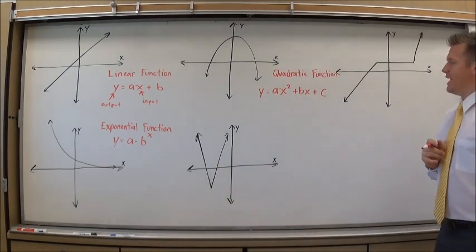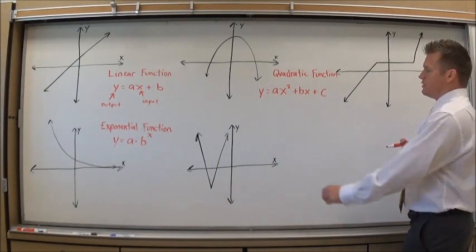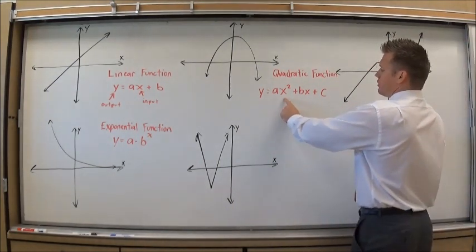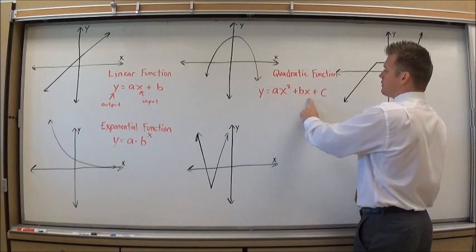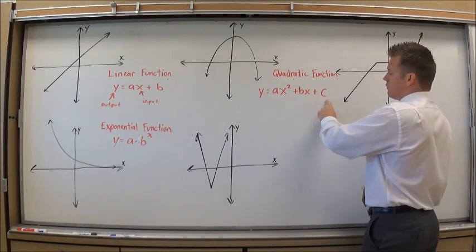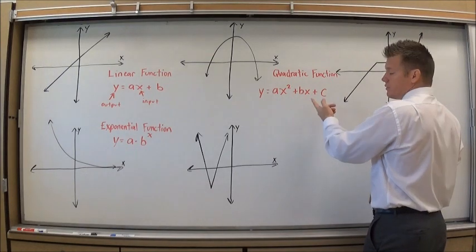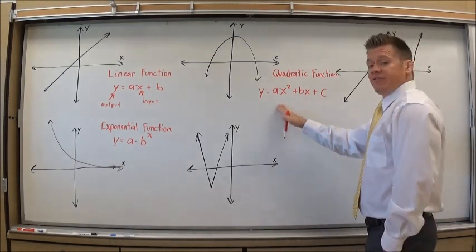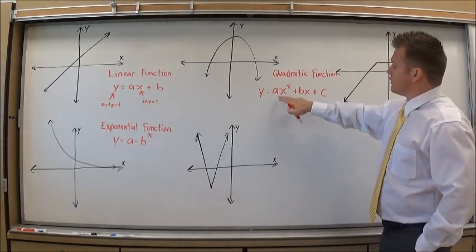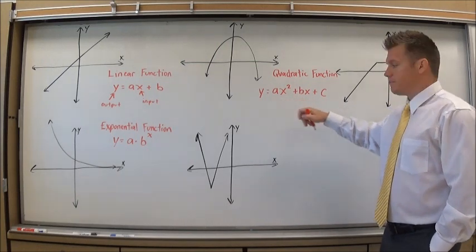Y equals ax squared plus bx plus c. So you have a number in front of an x squared term, you could have a number in front of an x term, and you could have an additional value that you're adding. So something like 2x squared plus 3x plus 7. Doesn't have to have all these components. The key is it has to have at least this ax squared part.